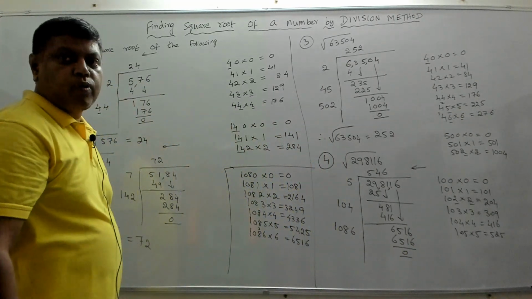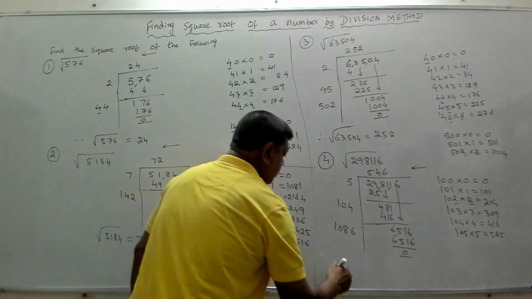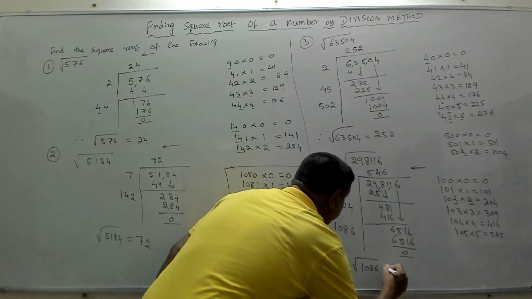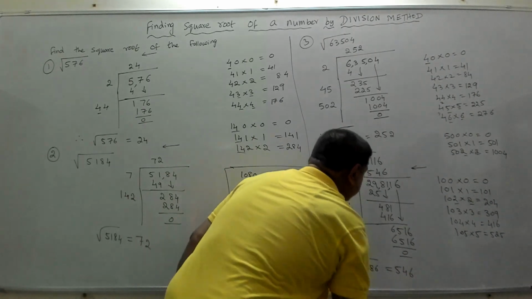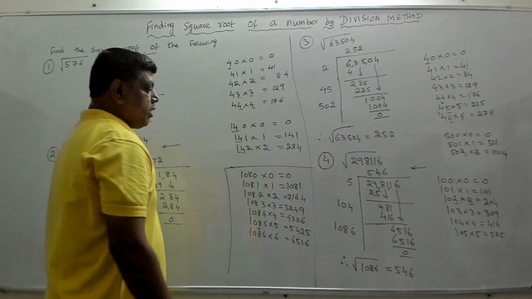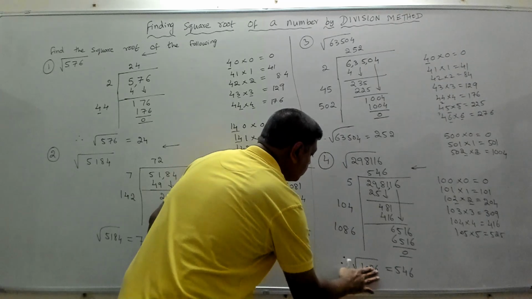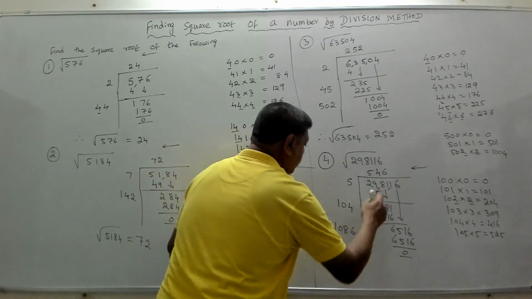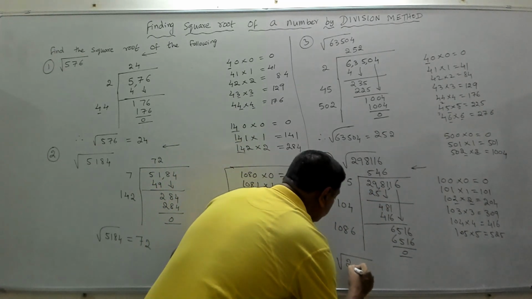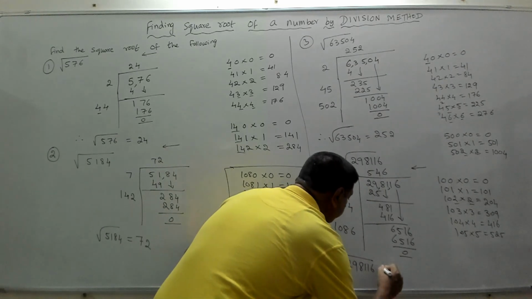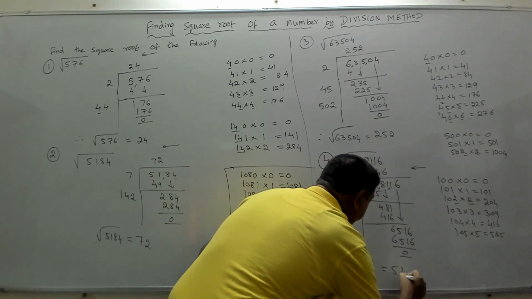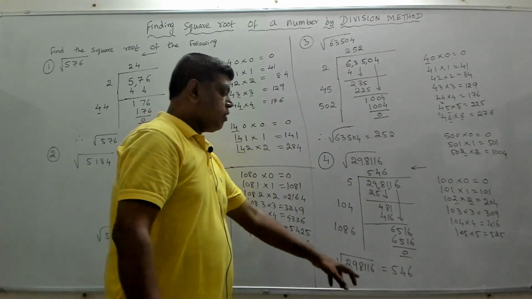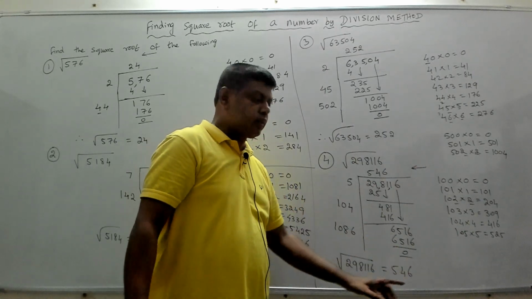So therefore, what is the square root of this number? So therefore square root of, sorry, not 1086. What am I writing? Sorry. My mistake. Therefore the square root of the given number 298116 is equal to this 546. So 298116 square root is 546, which means if you multiply 546 into 546, you will get this number.